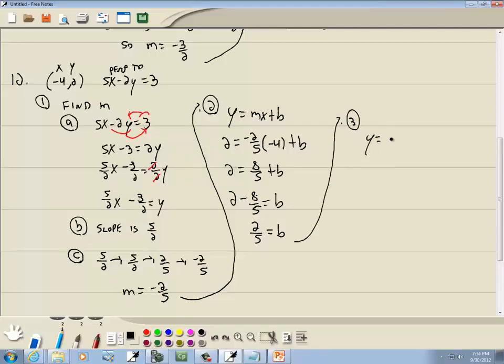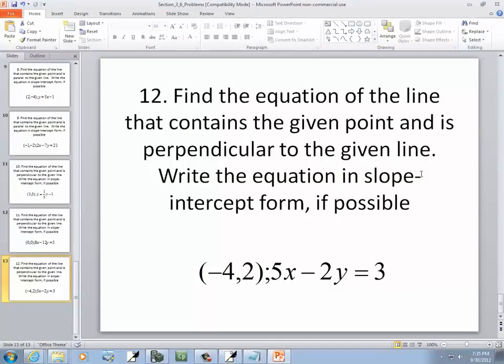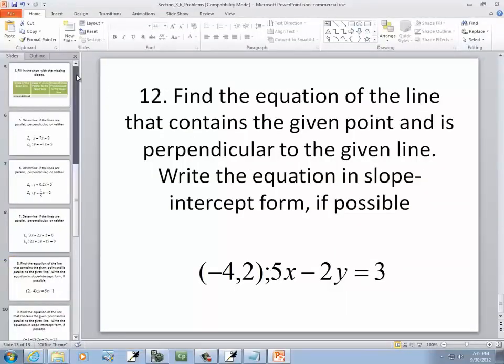Step 3. Can't forget to write our answer down. M from step 1 we said was -2/5, and b from step 2 was a positive 2/5. And that's our answer. And that's actually the last problem too.